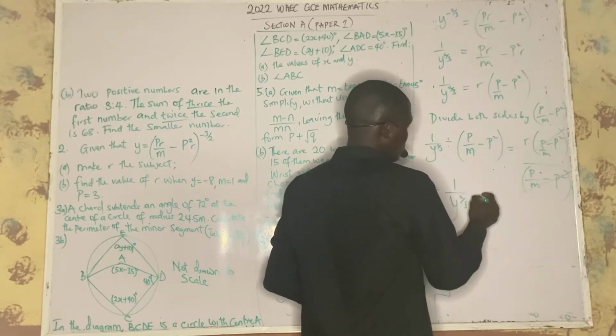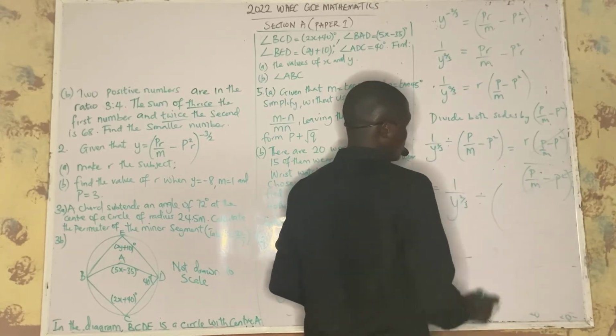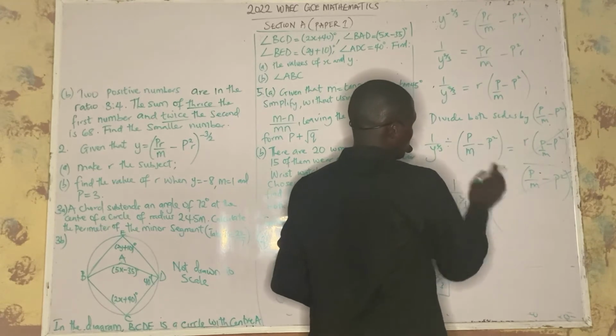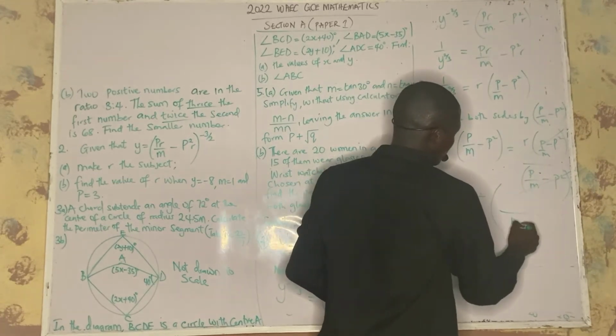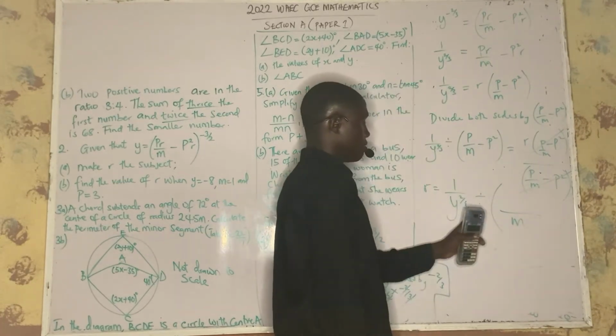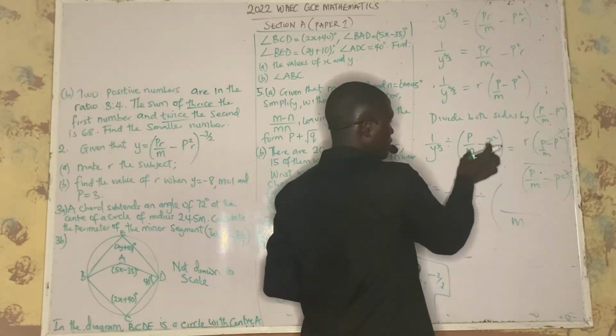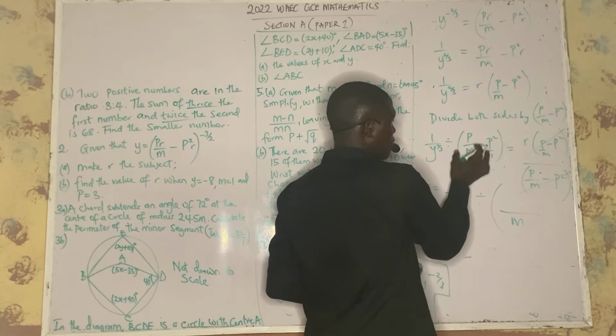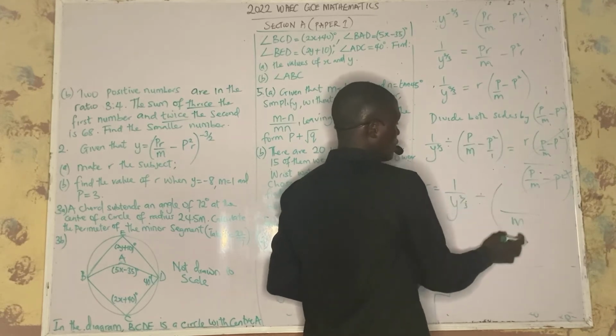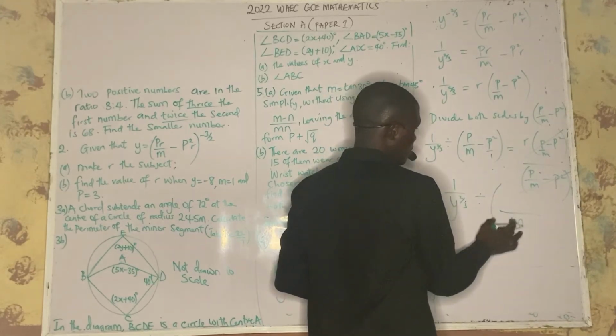Now divided by, you can easily find the LCM here. The LCM here is what? M. I easily find the LCM here, which is what? The LCM between P over M minus P squared over 1 is going to be M. So M in M is 1.